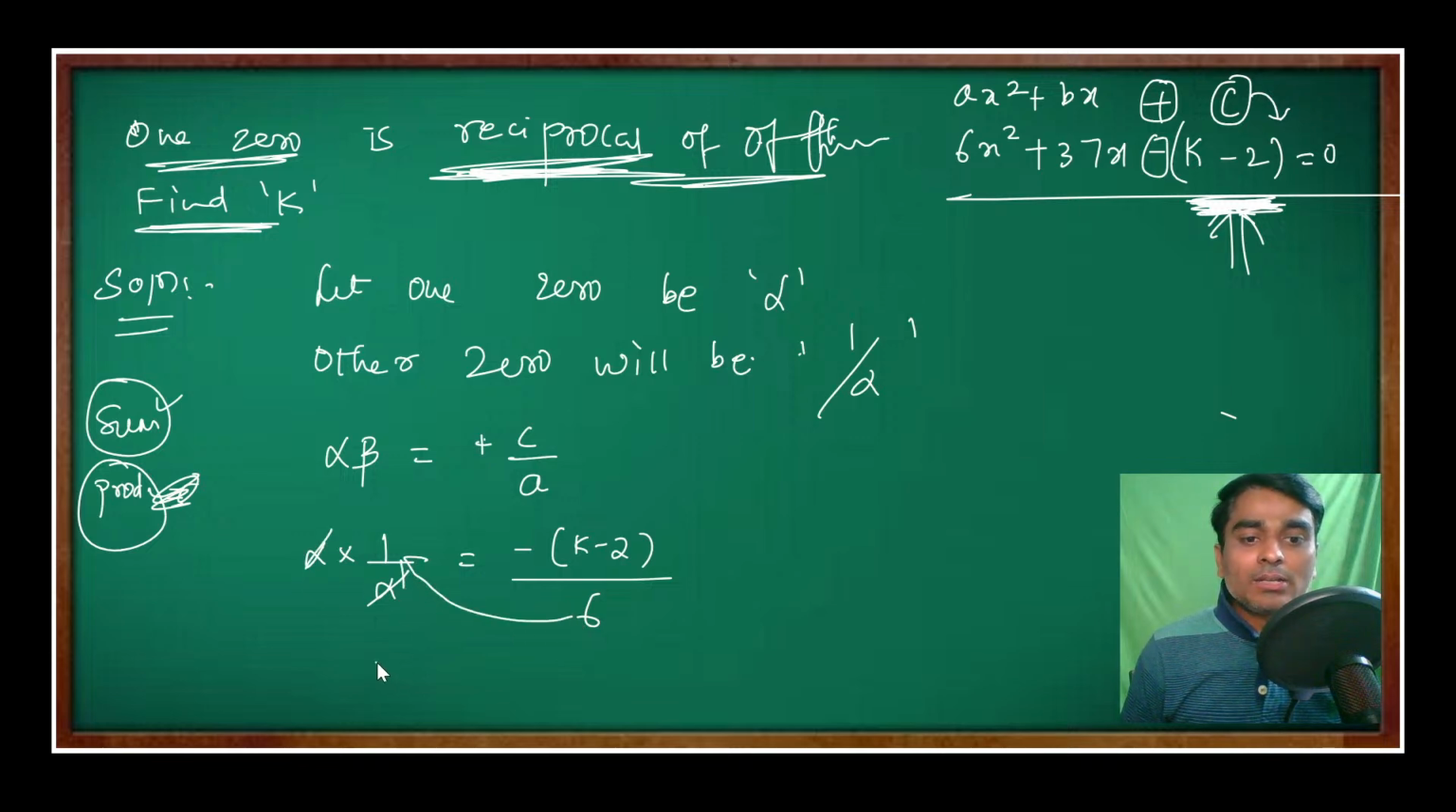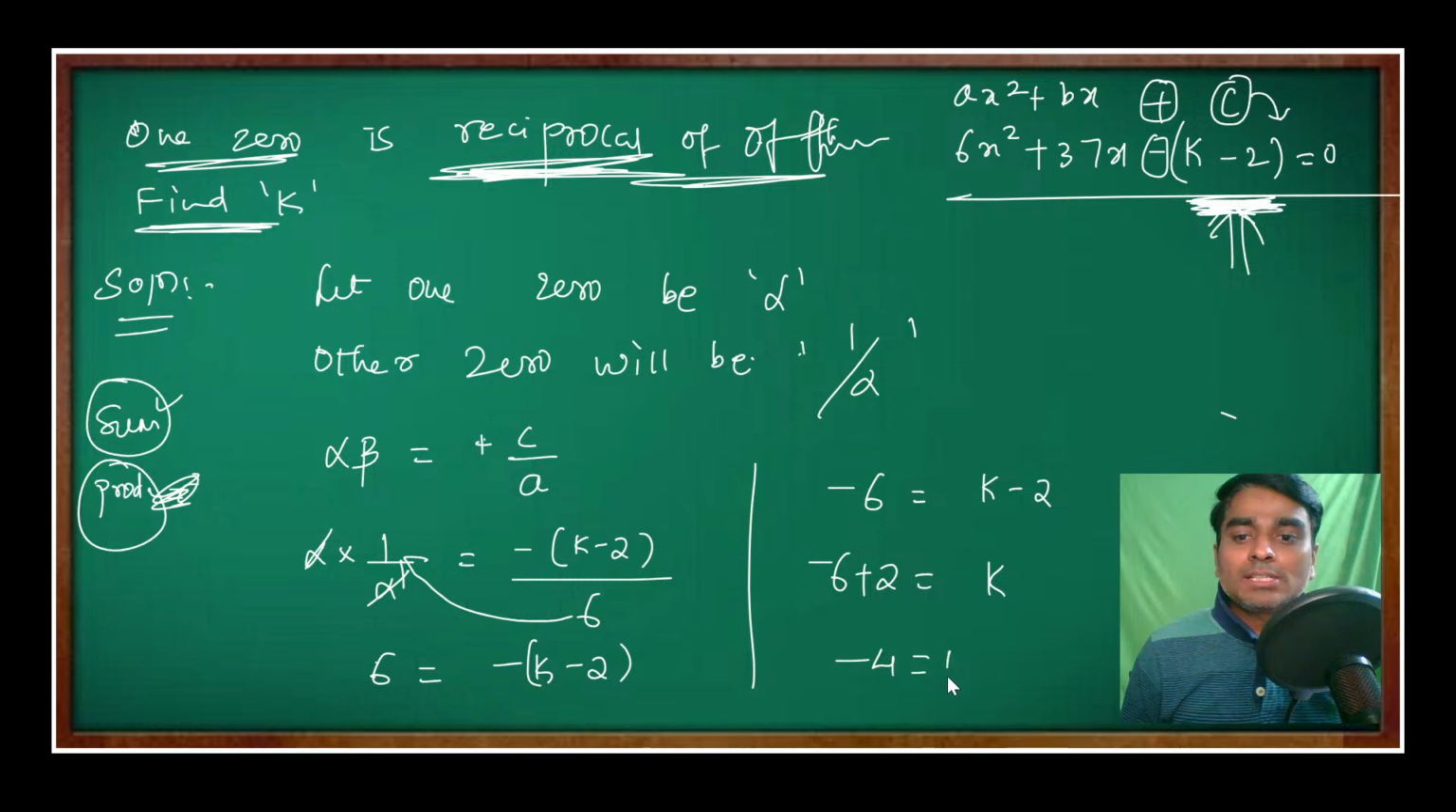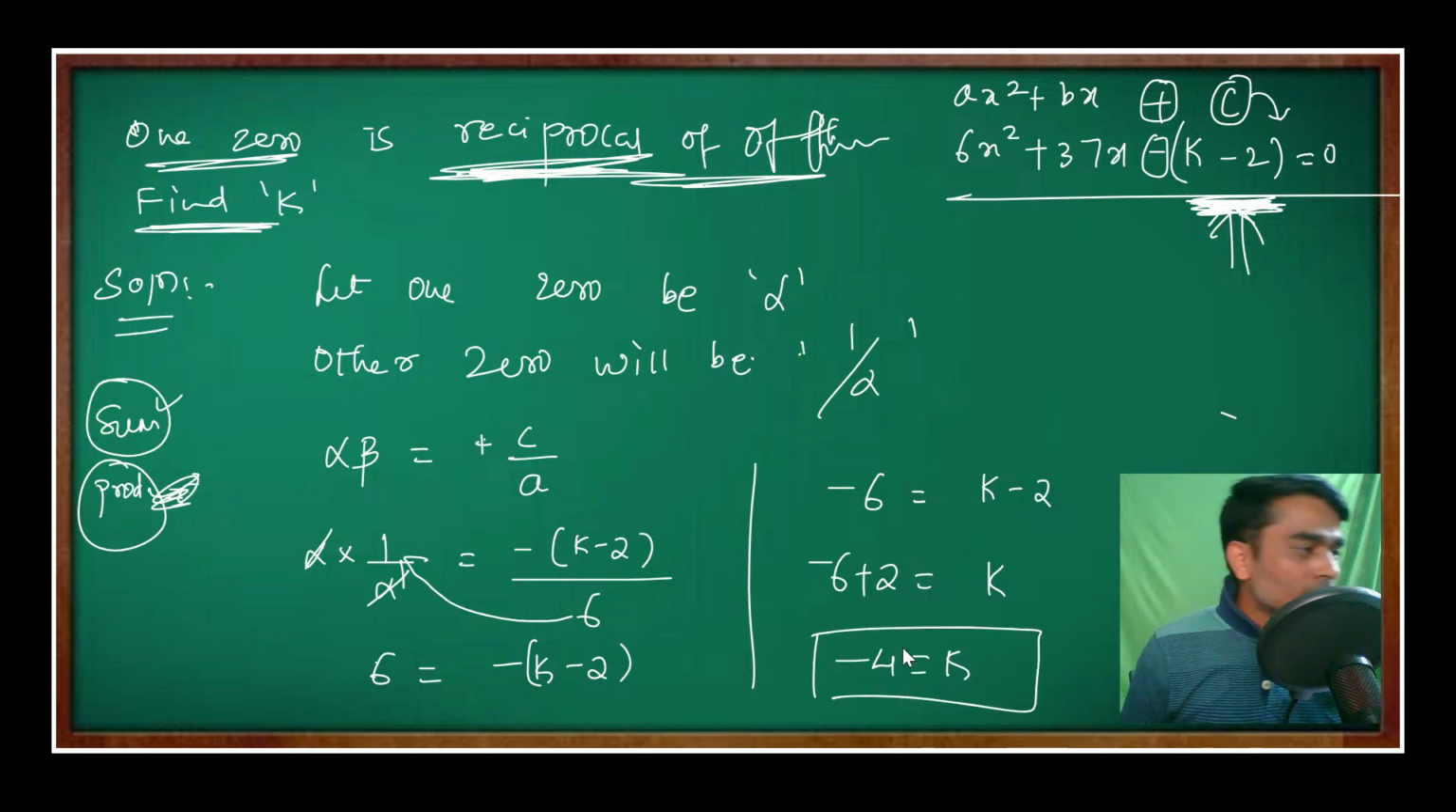Multiply this 6 here. 1 into 6 will be 6. Minus k minus 2. Now what is this? Minus 6 equal to k minus 2. Minus 6 plus 2 is equal to what? K. Minus 4 is equal to k. Not 8. Somebody said 8 here. Not 8. Minus 4 is your k.